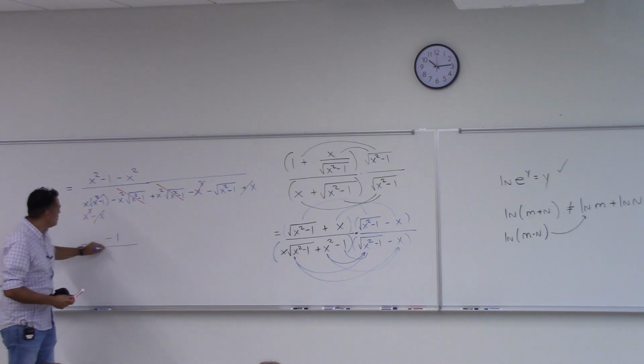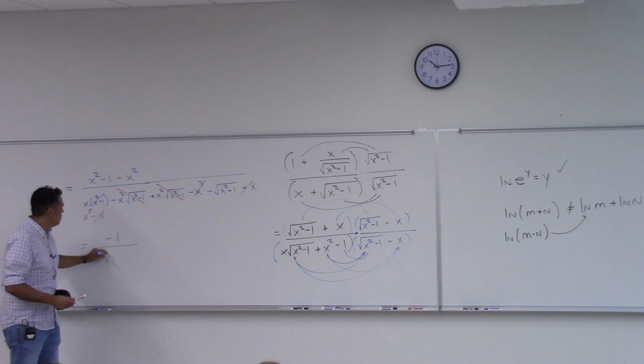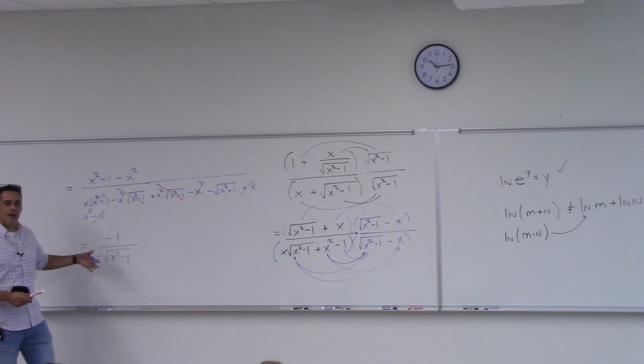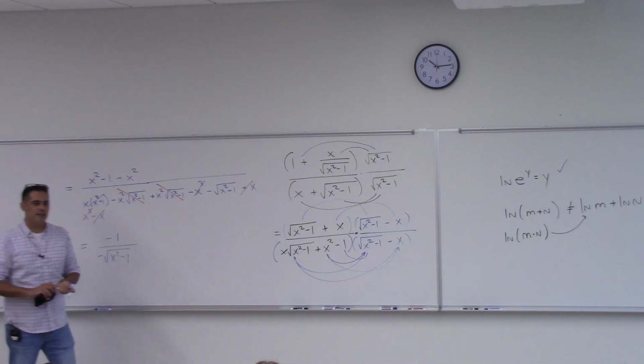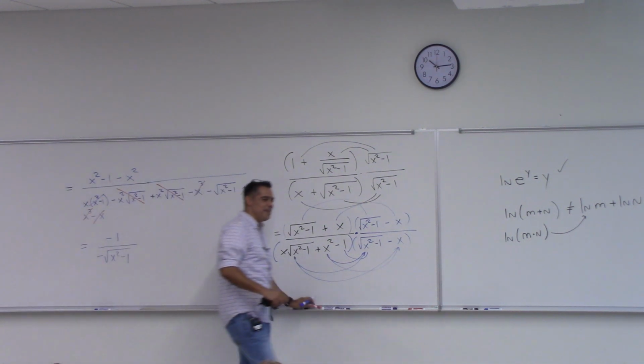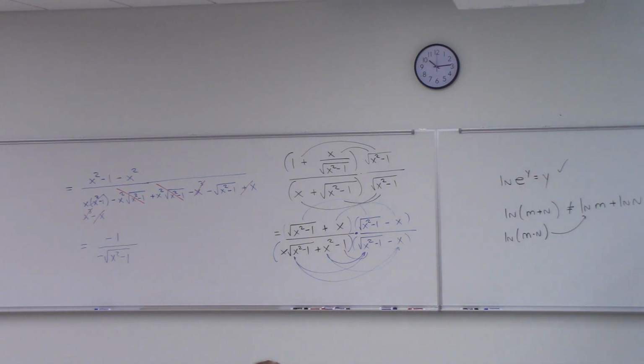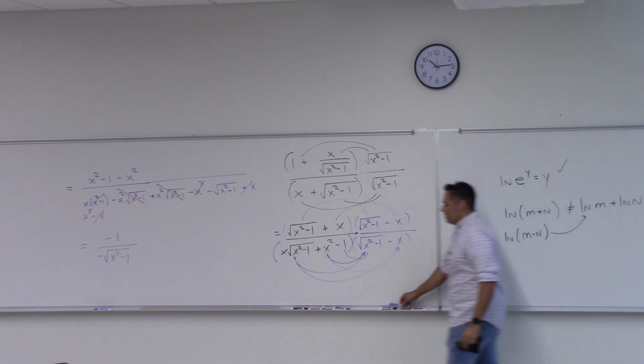-1 on top. What's on the bottom? Negative root x squared minus 1. The two negatives become positive. You've got it, right? You should have just taken the leap. You were there. You were at the edge. I didn't want to say we got to do the hard stuff or it's just not going well. No, I mean, that was good.